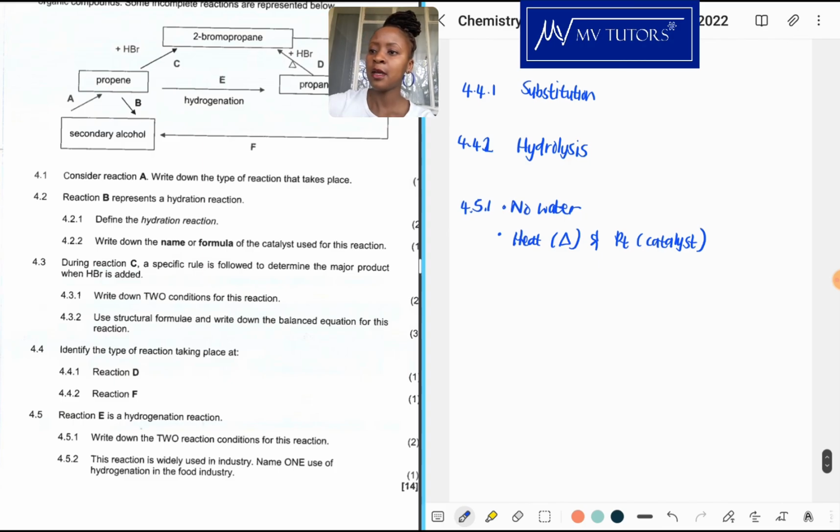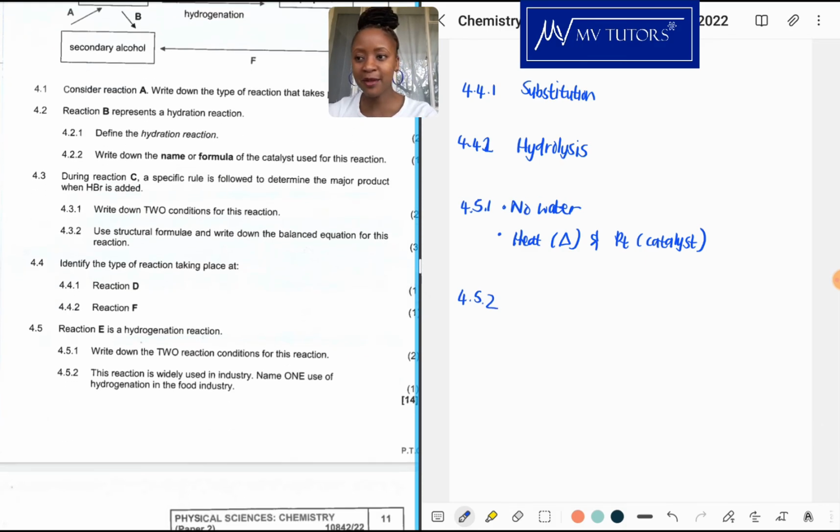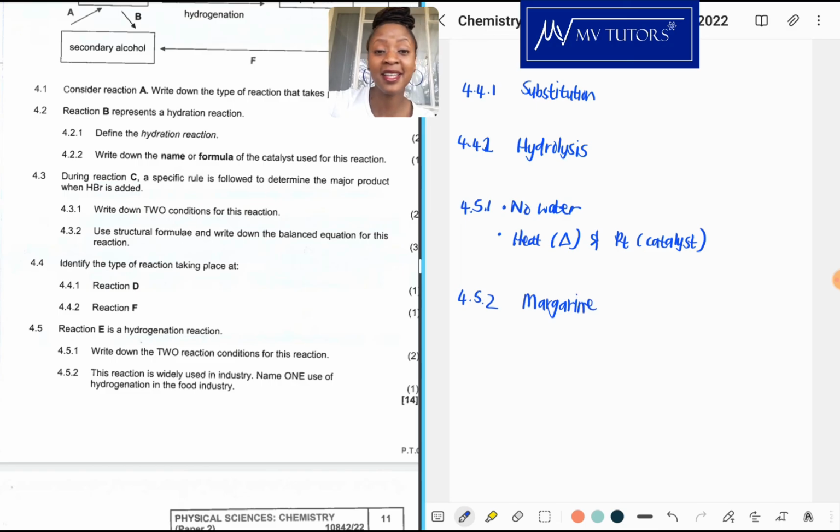Okay. And then 4.5.2. This reaction is widely used in industry. Name one use of hydrogenation in the food industry. Well, I would say margarine. That's the one thing that came to mind. I'm not sure really what's the difference between margarine and butter, but I think there is a difference. Maybe you can tell me in the comment section. So yeah, basically it's to make margarine, and that's it. I'm sure there are other things as well, but that's the one thing I could think of in the food industry. And this concludes our lesson on organic chemistry.